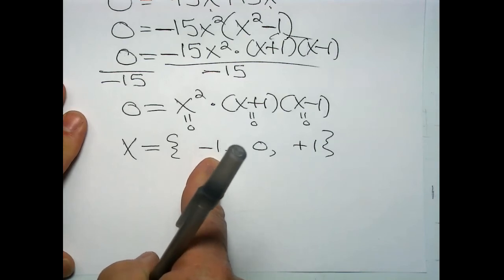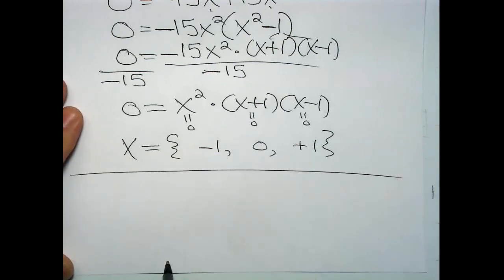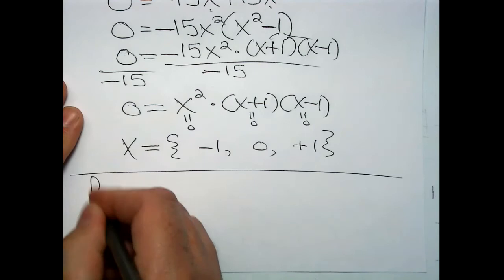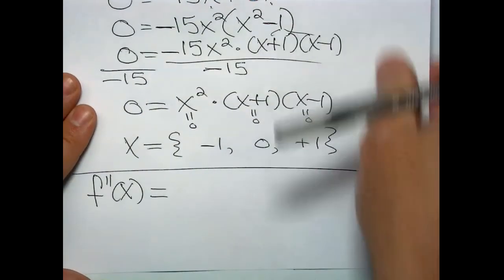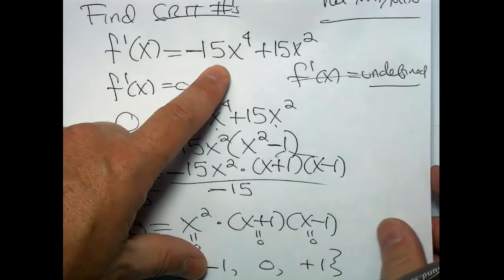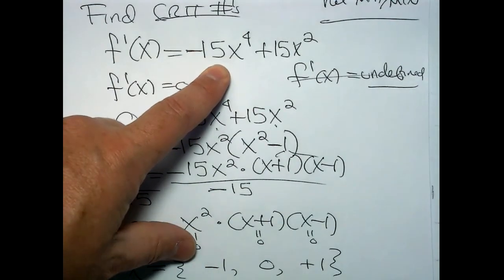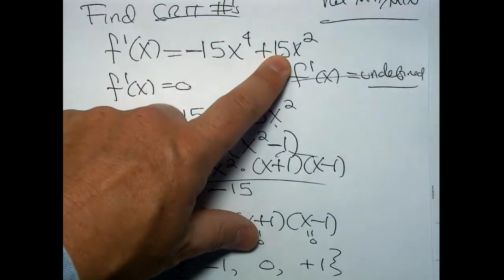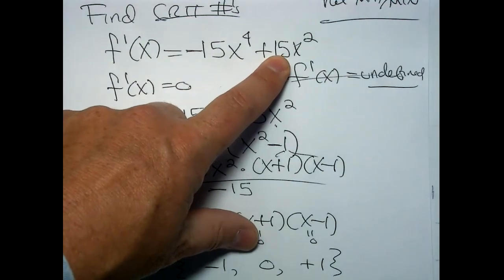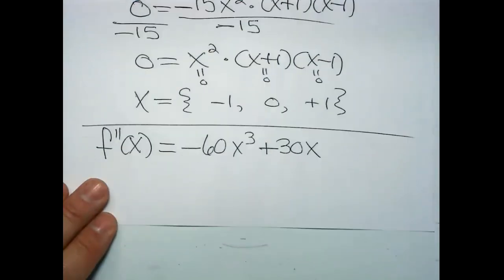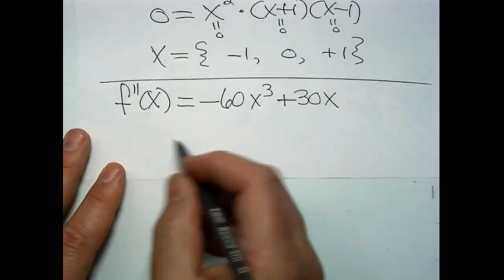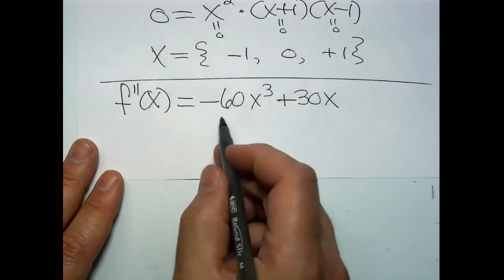Now, I did say second derivative, right? We need the second derivative in order to learn what these are. So f double prime. Okay, let's go up here. We have f prime sitting right here. So f double prime will be minus 60x cubed plus 30x. So f double prime is this quantity.